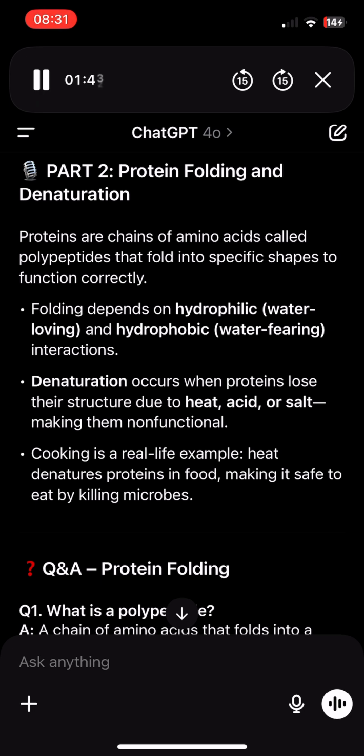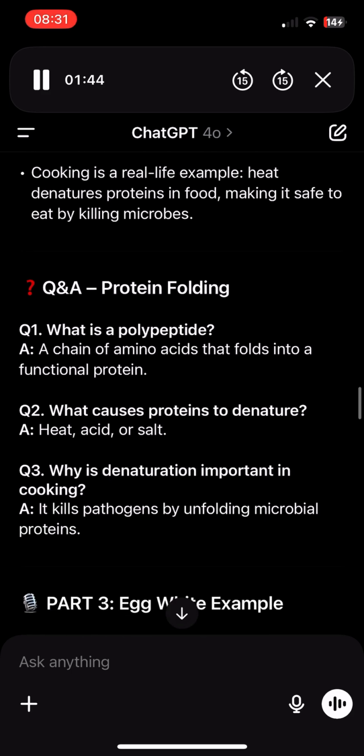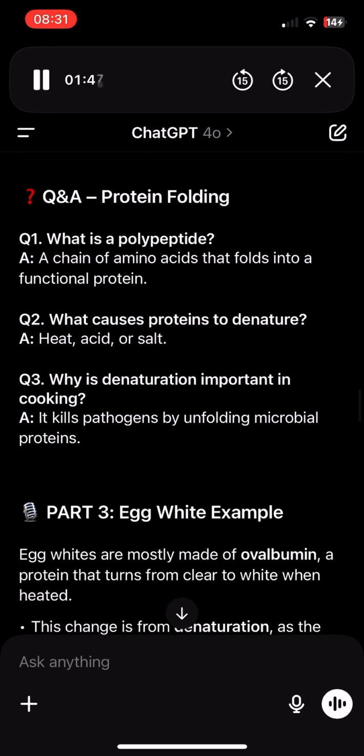Q&A. Protein folding. Q1. What is a polypeptide? A. A chain of amino acids that folds into a functional protein. Q2. What causes proteins to denature? Heat, acid, or salt. Q3. Why is denaturation important in cooking? A. It kills pathogens by unfolding microbial proteins.